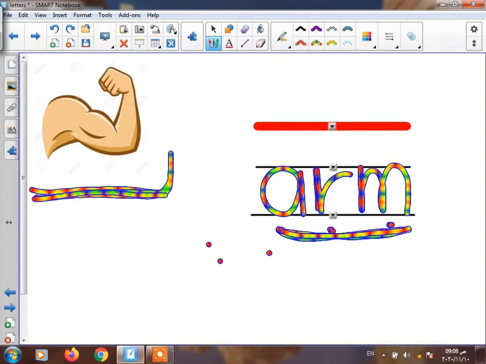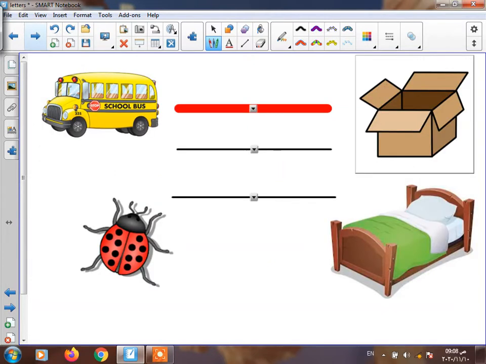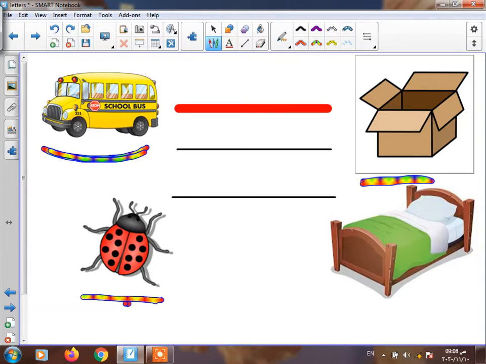Okay, KG2. What's the next letter here? Who can tell me what's this picture? Yes, it's a bus. And what is it? It's a bug. And here, KG2. It's a box. And what is it? It's a bed. Box, bed, bus, bug.